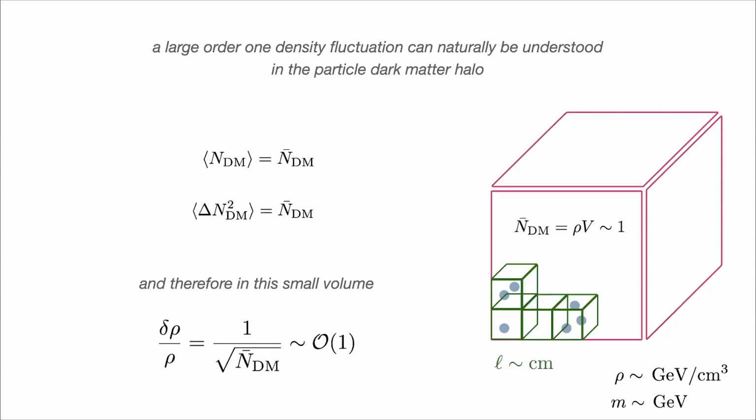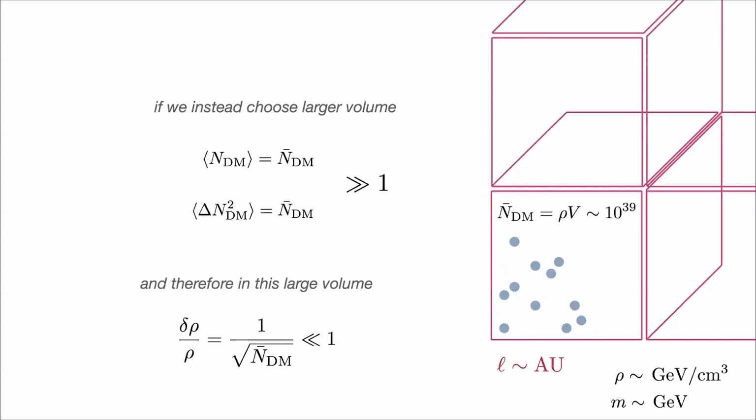But if we increase the box size such that the mean number of dark matter particles is a gigantic number, here I'm choosing an AU scale box, in this case there are 10 to the 39 dark matter particles. Because they follow Poisson statistics, the density fluctuation over the scale of an AU will be very, very small. So the density over here and the density over here will be practically the same if it's in dynamical equilibrium.